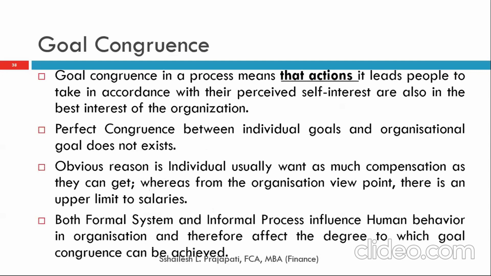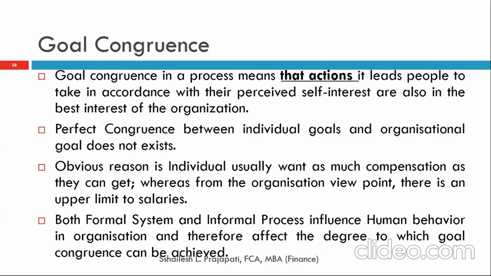Going forward with goal congruence, the perfect congruence between the individual goal and organizational goal never exists. The obvious reason is that individuals usually want as much compensation as they can get, whereas from the organization's viewpoint, there is an upper limit to salary. This is very crucial to understand: how there is a differentiation between the personal goal and the organization's goal. A perfect congruence is required, but it never exists in the organization.